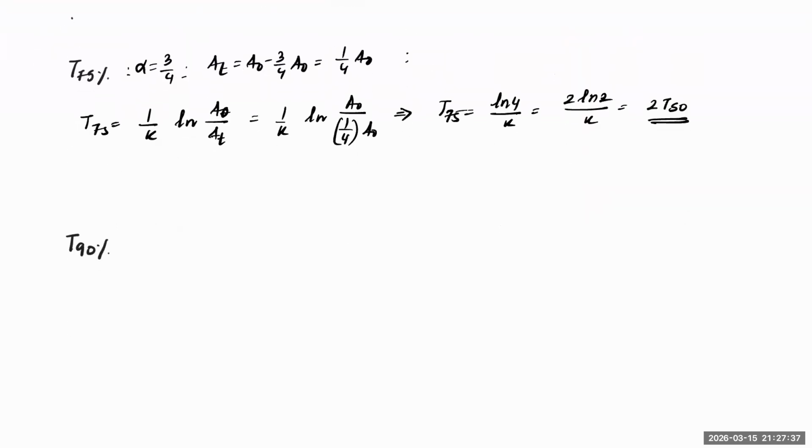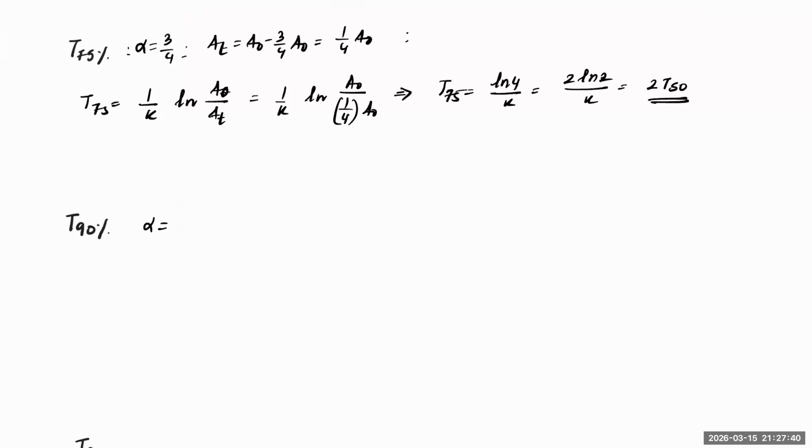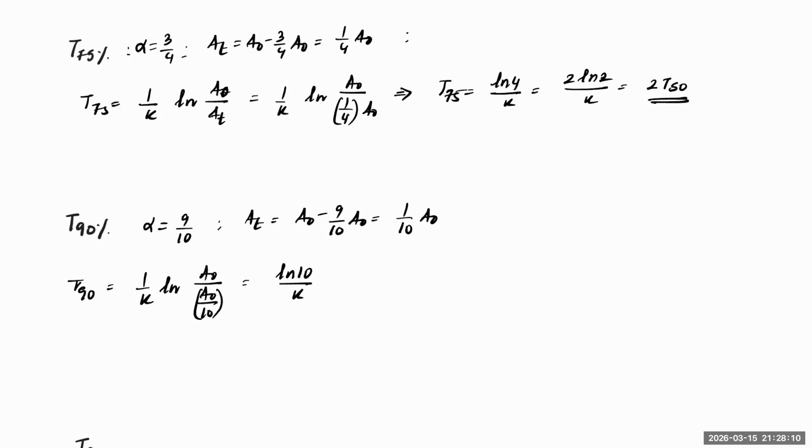Okay. Next, 90%. If you check out 90%, that means alpha is basically 9 by 10 done. So if that is the case, At will be equal to A naught minus 9 by 10 times A naught, which is equal to 1 by 10 times A naught. So put that value here. So T90 will be equal to 1 by K ln A naught by A naught by 10. That is equal to ln 10 by K. Correct? ln 10 by K can also be written as 2.303 by K. Correct? This is 2.303 by K.